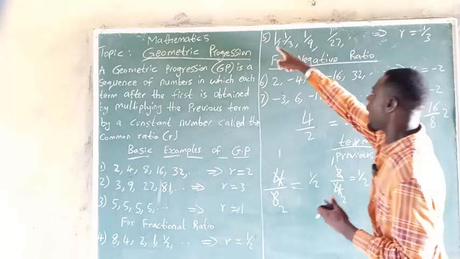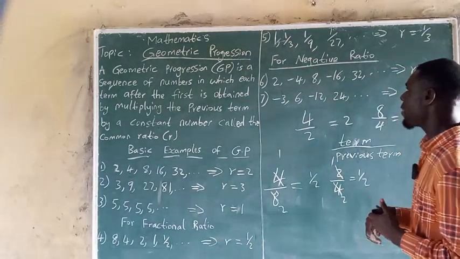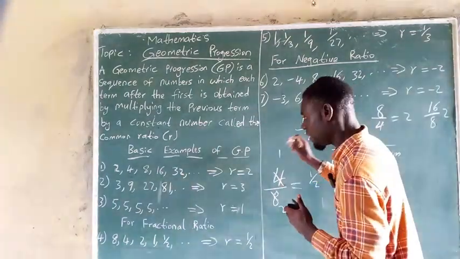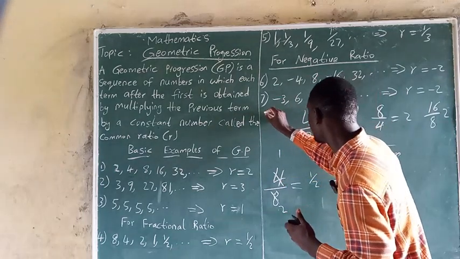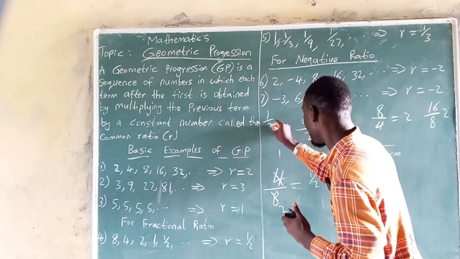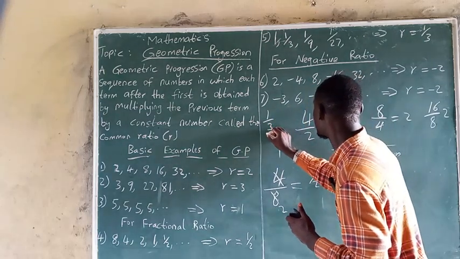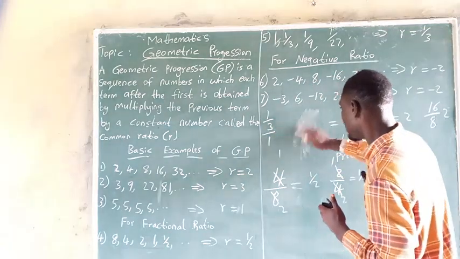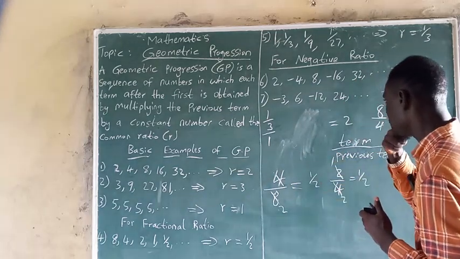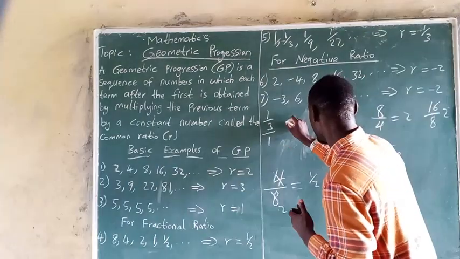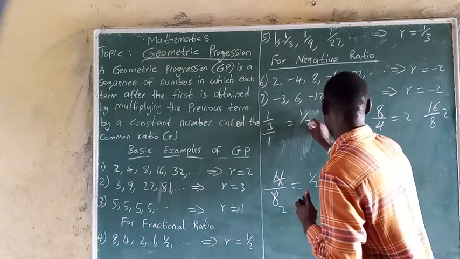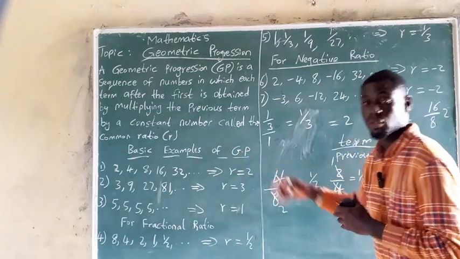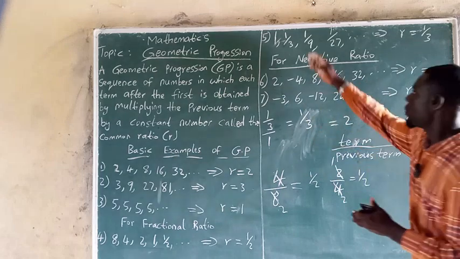Now let's see this other one. You have one whole number, then you have 1 over 3. Let me solve this and see. First of all, take the next term, 1 over 3, divided by the previous term, 1. You will end up having 1 over 3, because if this whole thing is divided by 1, you still have 1 over 3.